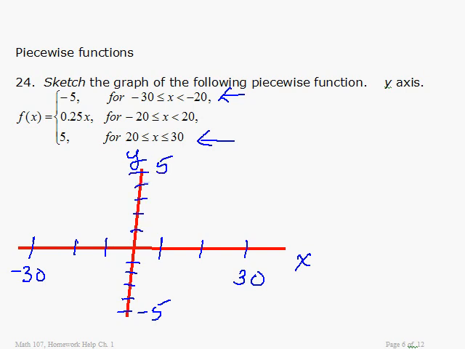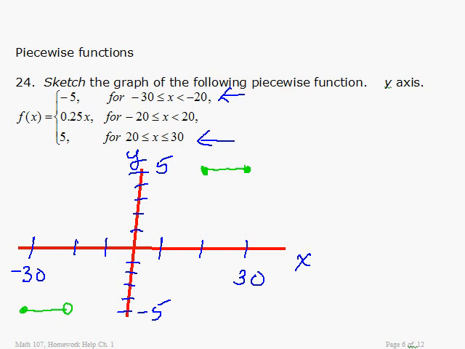Okay. So I know that between minus 30 and minus 20, let's put that in a different color, it has a value of negative 5. This point is included, this point is not. Now between 20 and 30 it has a value of positive 5. So it goes through here. Both endpoints are included, so I show them with a solid circle. Now what do you do in the middle? Okay, this is the trick.